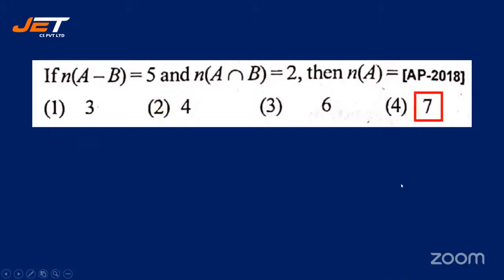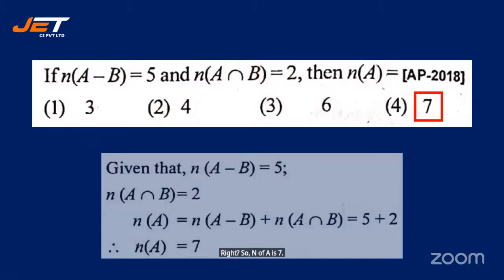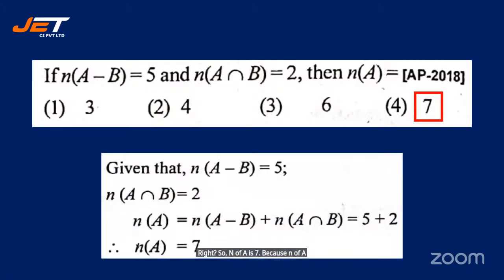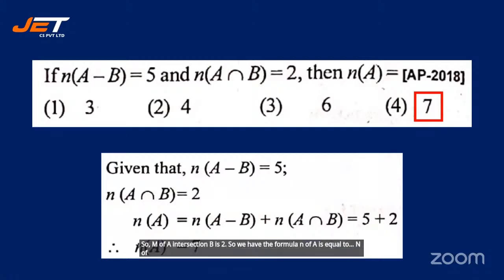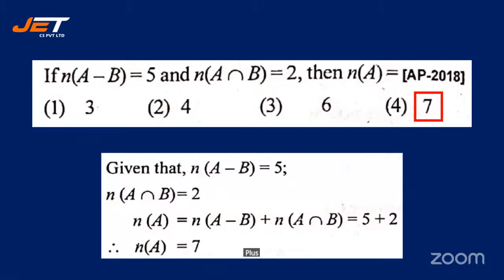So your answer is 7. Right, so n of A is 7 because n of A minus B is 5, so n of A intersection B is 2. We have the formula n of A is equal to n of A minus B plus n of A intersection B, which is 5 plus 2, which is 7.